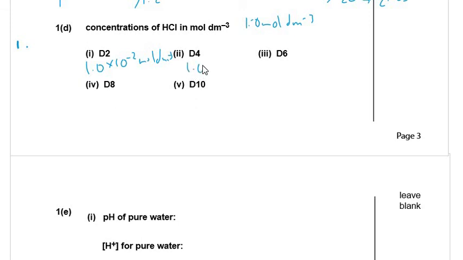D4 would be 1.0 times 10 to the minus 4. D6 would be 1.0 times 10 to the minus 6. D8 would be 1.0 times 10 to the minus 8. And D10 would be 1.0 times 10 to the minus 10. So that's how we'd work this out. Like I said, remember to write your units in. So these are moles per decimeter cubed.